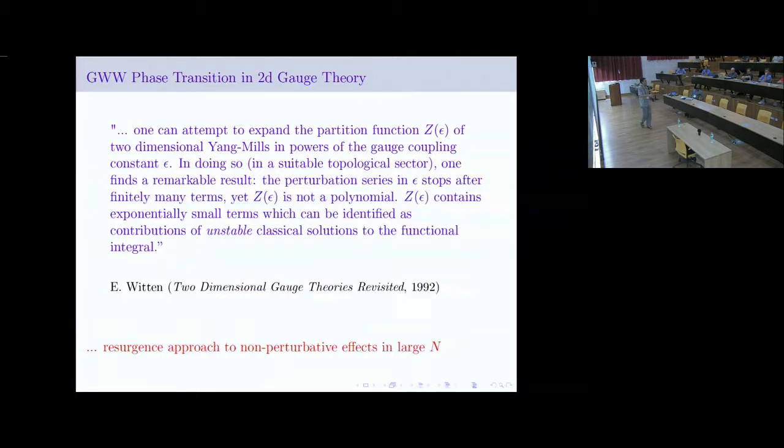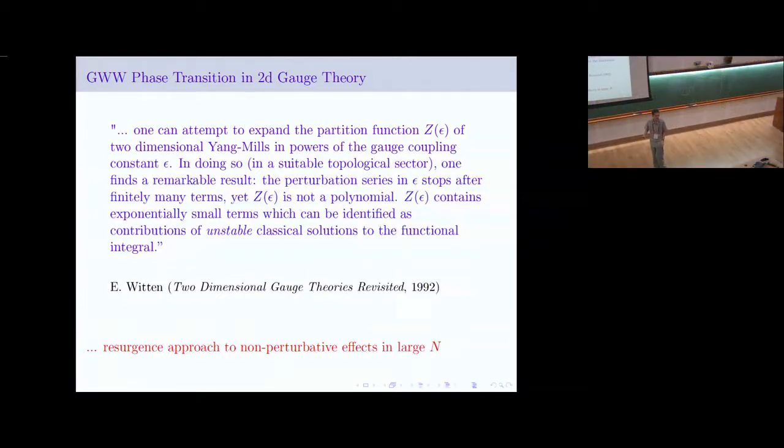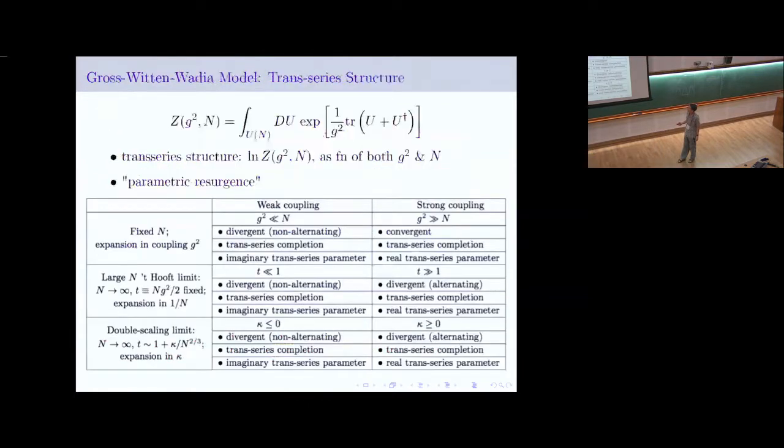So, how are we going to uncover non-perturbative effects if perturbation theory simply truncates? It's like a supersymmetric theory where it's just zero. Here it just stops after two terms in the large n limit. And yet, it's not a polynomial. It contains some exponentially small terms, and the question is now how to dig them out. And resurgence is quite powerful for uncovering those.